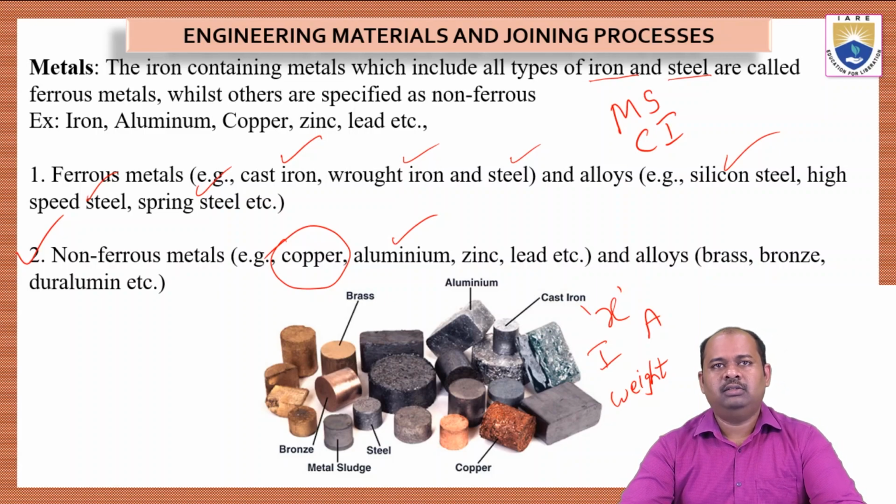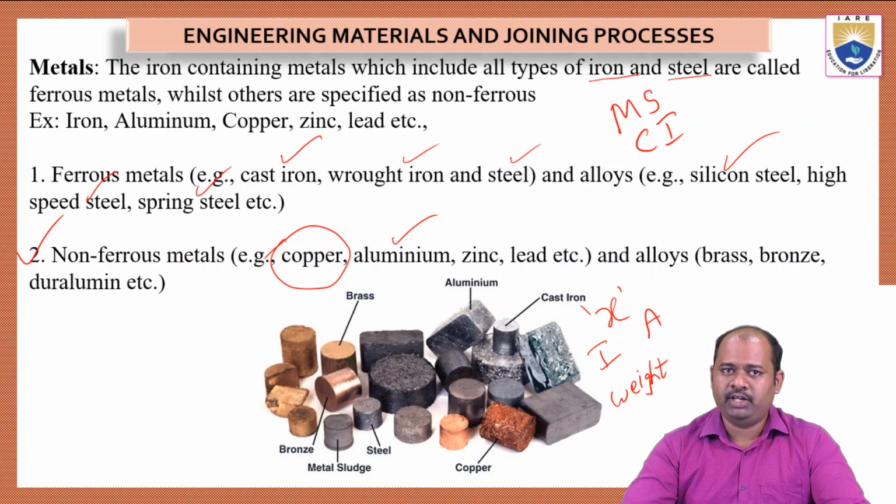Now we have seen that metals are broadly classified into two types: ferrous and non-ferrous metals. And ferrous metals are the metals which contain mostly ferrous as the key component with other add-ons. And non-ferrous metals are the metals which do not have any proportion of ferrous, that is iron. They are a completely separate group of metals. Well, they have their own properties.